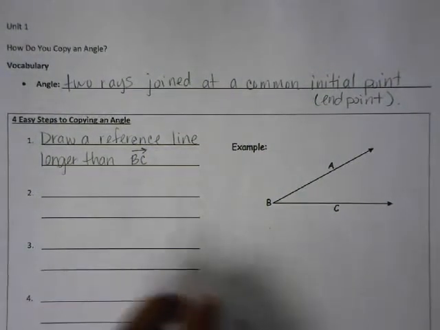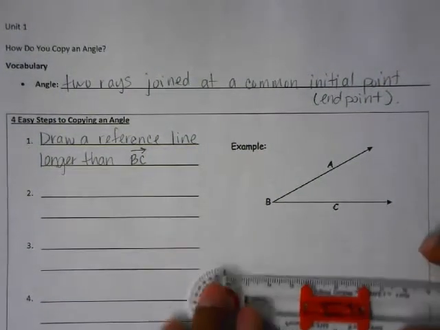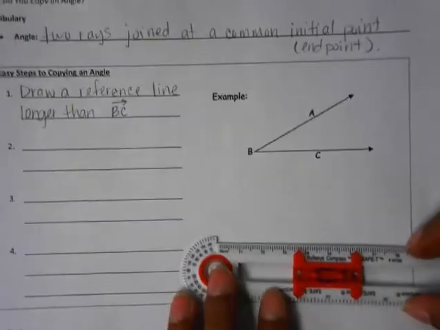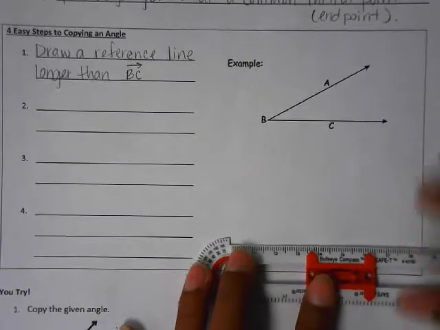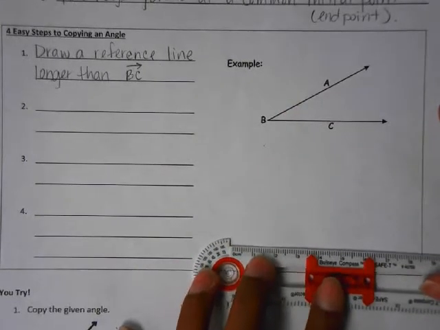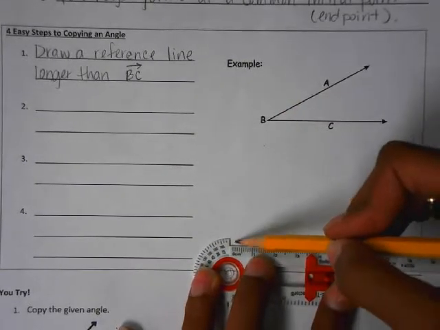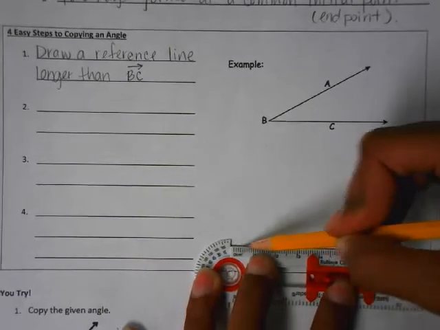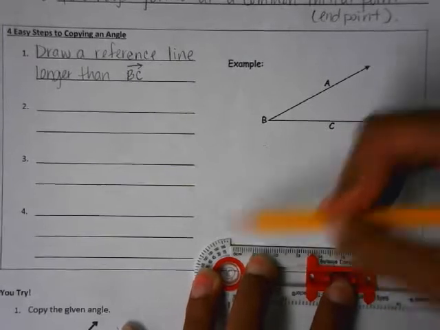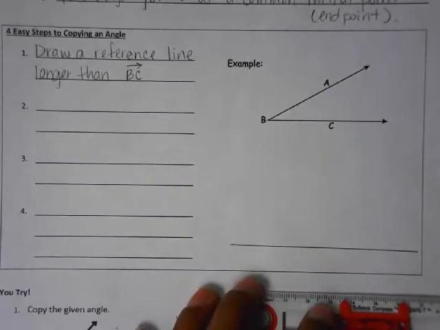So let's go ahead. Let's take our straight edge part of the compass and try to make it towards the bottom of the box I've given you, the area I've given you, and it needs to be longer than BC. Okay? So there we go. I've drawn a reference line longer than BC.